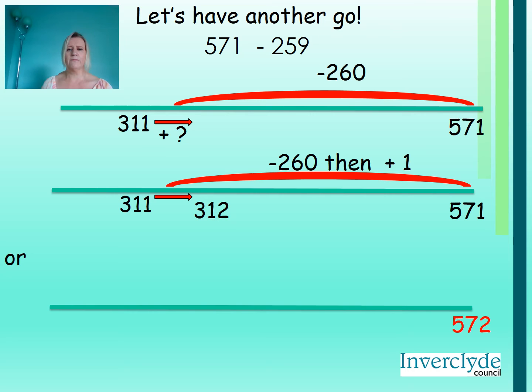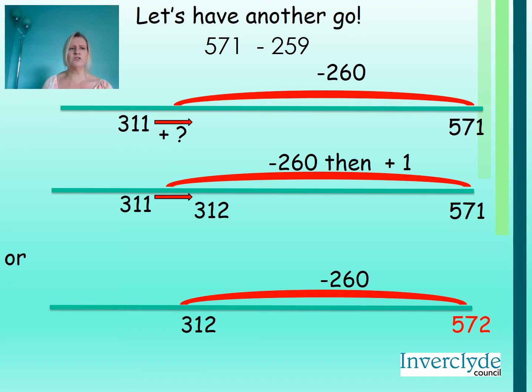Or the other way to look at compensation is to change the starting number and keep the constant difference. Let's have a look. Instead of 571, let's make it 572. That's just one more than 571. Then I can take away my 260 and I get the answer 312 again. Which way do you think is the most efficient way? Which way do you prefer? Make sure you think about that the next time you're doing compensating.